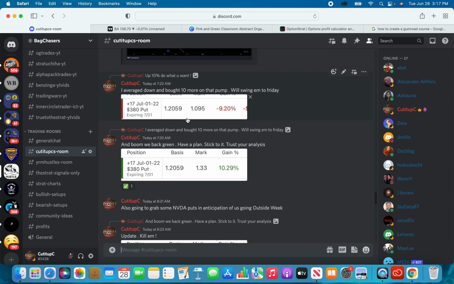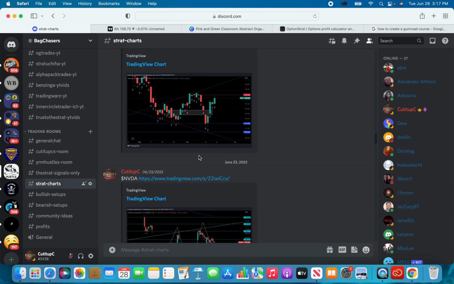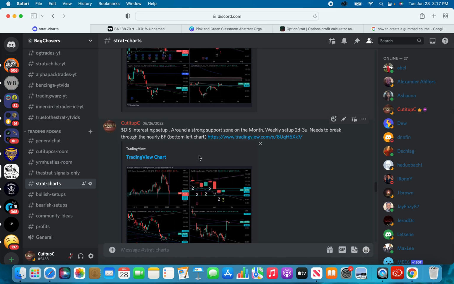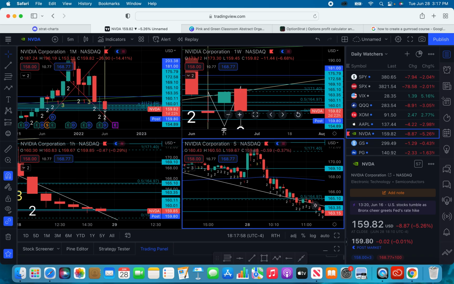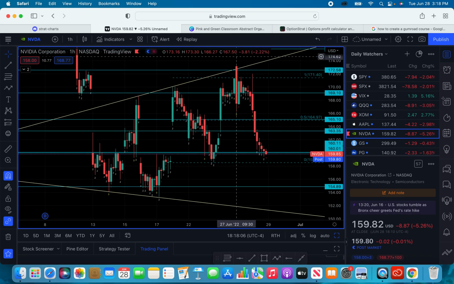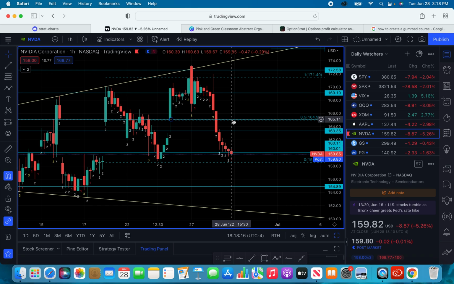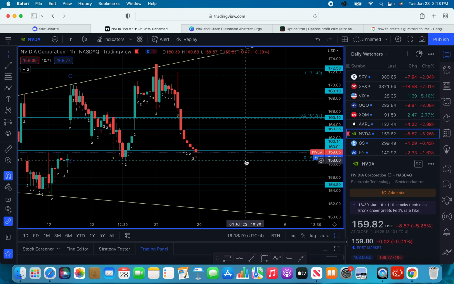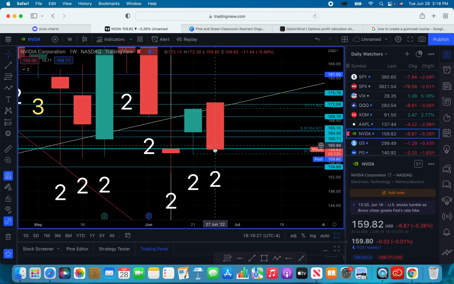And then our next one was NVDA. So also going to grab some NVIDIA puts in anticipation of us going outside week. I don't know if I posted NVIDIA in here. But this is what I have set for NVIDIA. These are my levels, and this is what I have. So once we broke below 165, 164 is when I enter those puts in anticipation for us to break below, what is this, 158-ish. Because once we do that, we will be going outside week on NVIDIA right here.